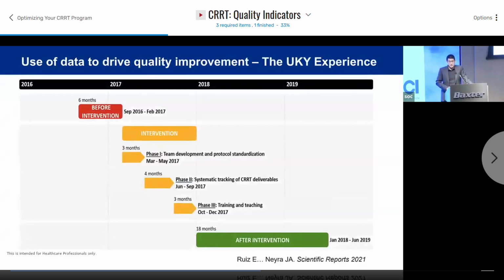Now, this is what happened, right? So this was back in 2016. And the reason this started is because I just asked, can someone give me the CRRT protocol? It took about a month to find where the protocol was. And then I noticed that it was written by someone that was no longer at the institution.